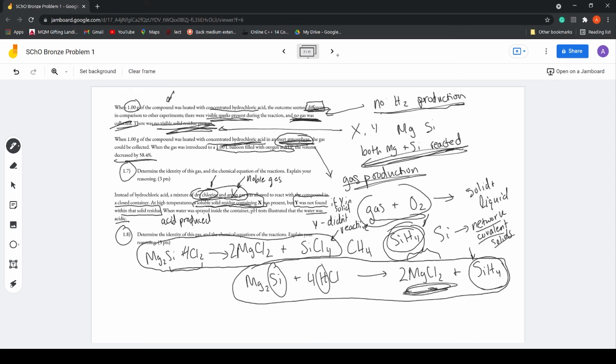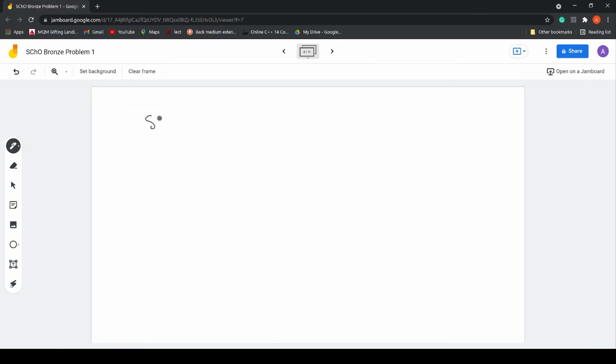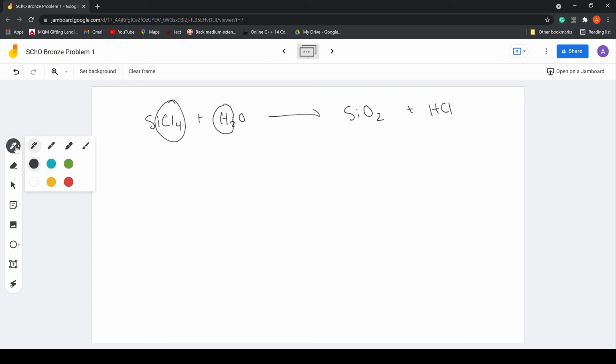So let's look at what it could react with. It can react with the water that's sprayed in the can. So what could this do, right? We know that it must form some sort of acid. And what's an acid that we can form from hydrogens, right? Hydrogen would be the acidic part, and we have chlorines. We can form HCl. And what does that leave us with? That leaves us with, once we balance it, SiO2. So let me show you how I got here, right?